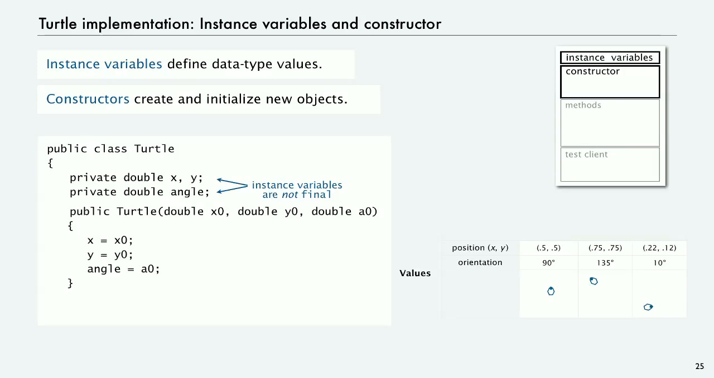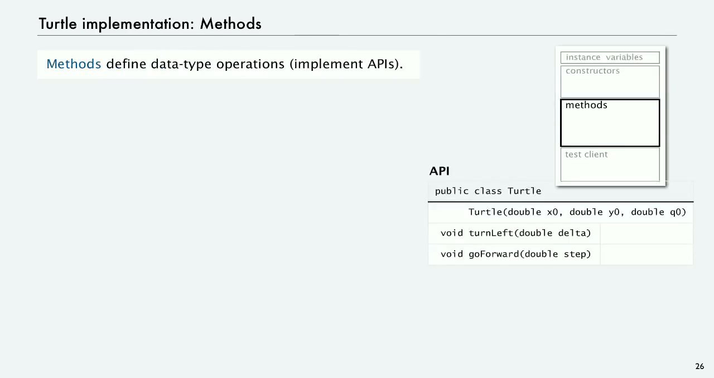So these two are very much like our charge client. We have instance variables. We provide variables to the constructor, set those to the values of the instance variables, and every turtle now has its own instance variables. So now next we have to do the methods. We have two methods: turn left and go forward.